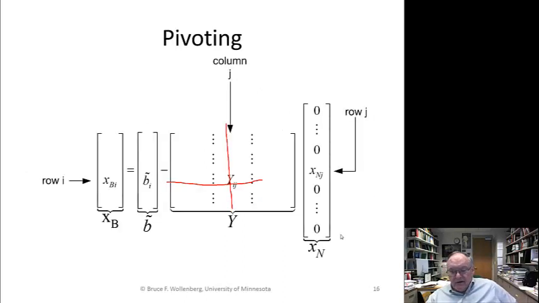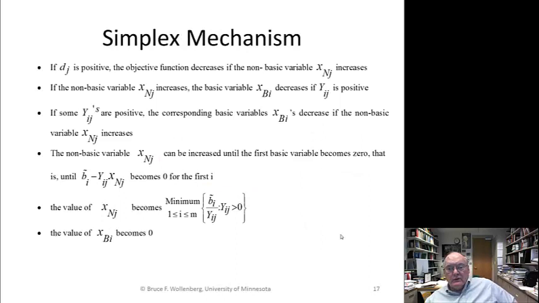So we're going to pivot on that. Here's the rules. I'm going to go through it here, but you need to sit down and think about it for a while and try it out a little bit to get a good understanding. If d sub j is positive, the objective function decreases if a non-basic variable increases.